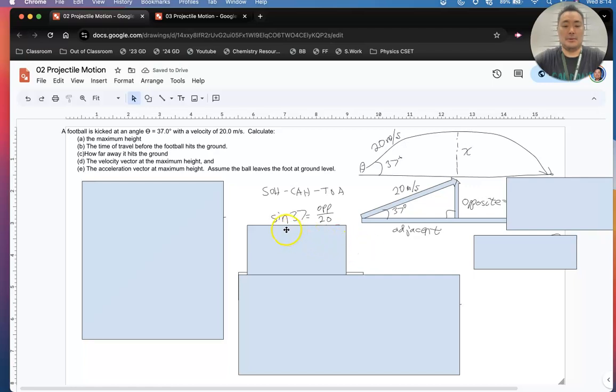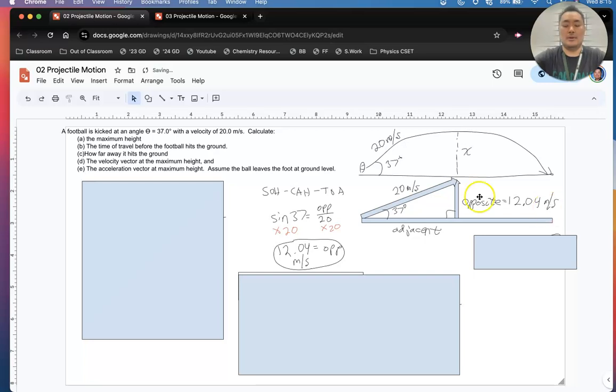Then we will find sine 37 and multiply it by 20 so that the 20 cancels out and we solve for the opposite, which is 12.04 meters per second. So now with that knowledge, we can find the time it takes for the football to travel upwards during this diagonal trajectory of 20 meters per second, now that we know that 12.04 meters per second is involved.